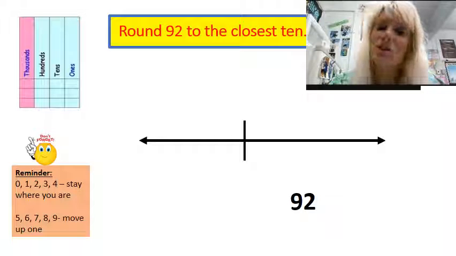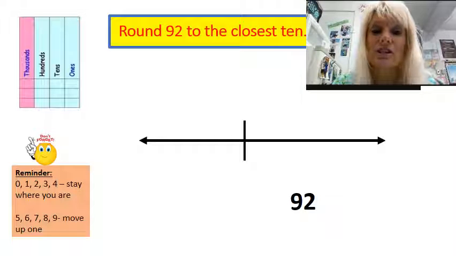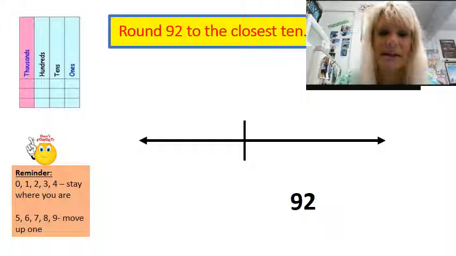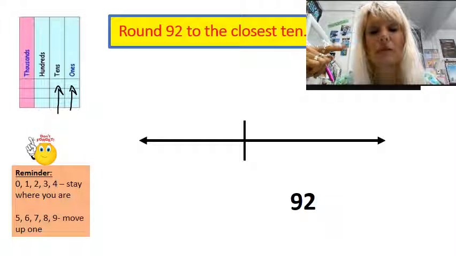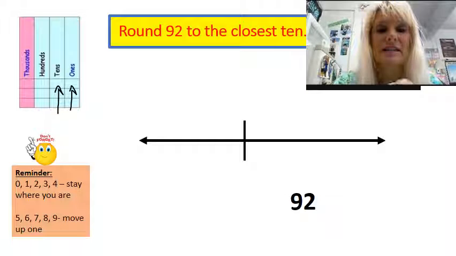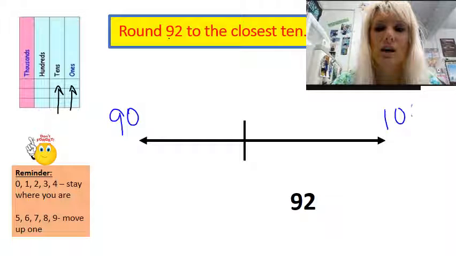Okay. So I see that it says to round 92 to the closest 10. I need to look over here at my place value. I see ones and I see tens. So as I think to myself, when I'm looking at this number, I can see that the 9 is in the tens place. So I'm going to tell myself that it'll either round to 90 or it's going to round to 100.